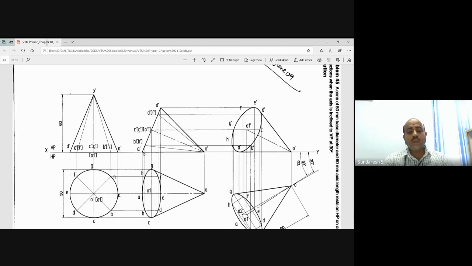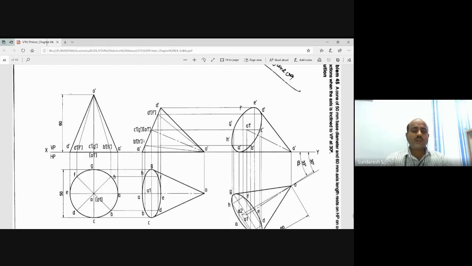Mark A dash on the XY line. Measure the length of O dash and A dash, and similarly mark it on the XY line. Join O dash and A dash with a thick continuous line. So we are satisfying the condition that the cone is resting on one of its end generators.